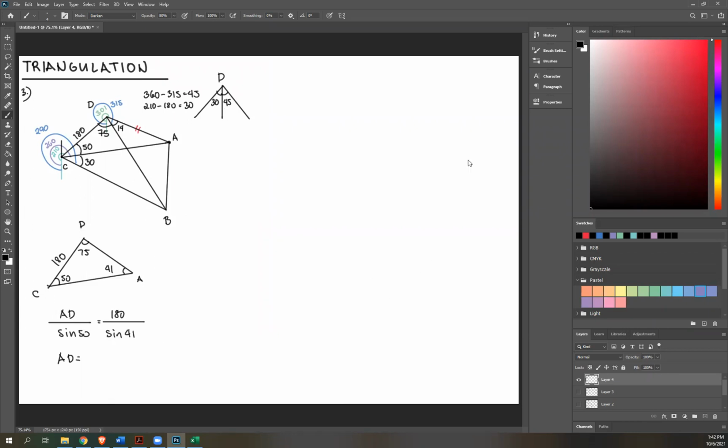Okay, so there was a question, why wasn't the 14 included? Okay, this is 14. Yes, the 14 is included. 180 minus 50 minus 75 minus 14, you get 41. So yes, it's included. Sorry, this is 75 plus 14. Thanks for the correction.